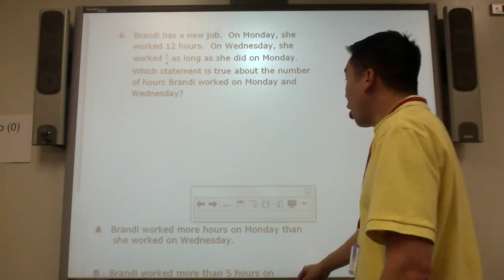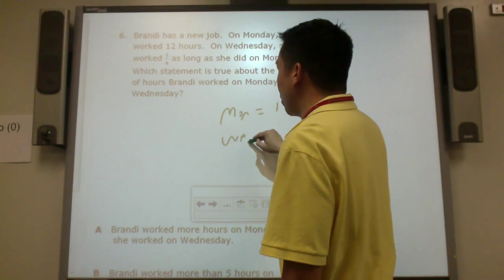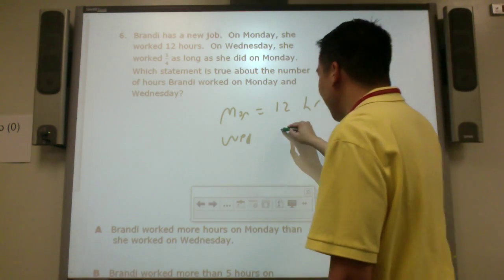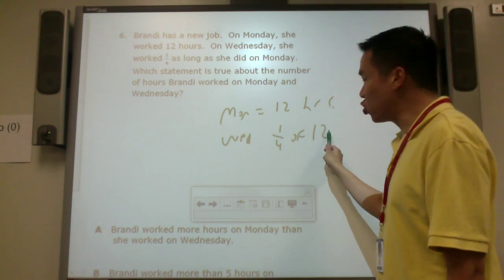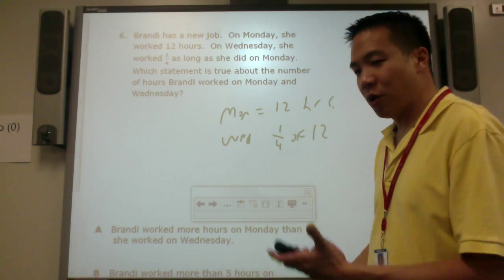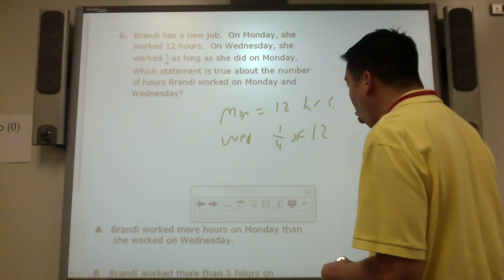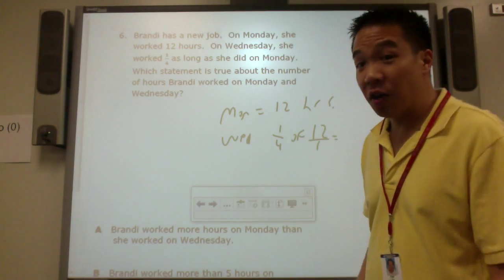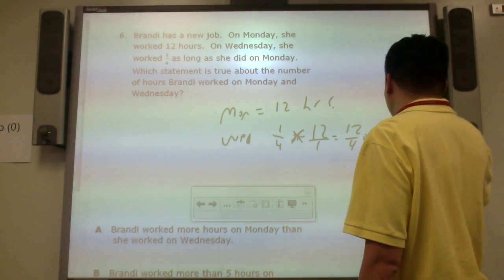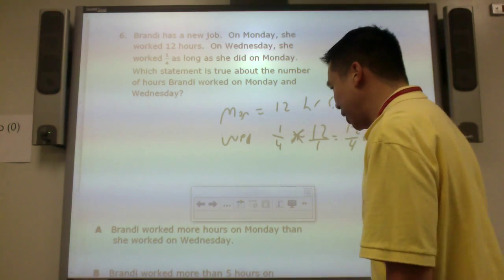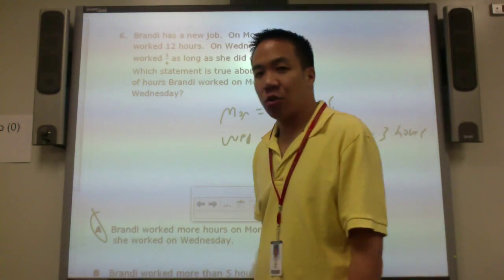Brandy has a new job. On Monday, she worked 12 hours. On Wednesday, she worked 1/4 as long as she did on Monday. So she worked 1/4 of the 12 hours. Another way to say it is, what's 12 groups of 1/4? 1/4, 1/4, 1/4, and so on, twelve times. Or you can multiply across, because the word of does mean multiply. So that's 12/4 or 3 hours. So which statement is true? Brandy worked more hours on Monday than on Wednesday. A is the only one that makes sense.